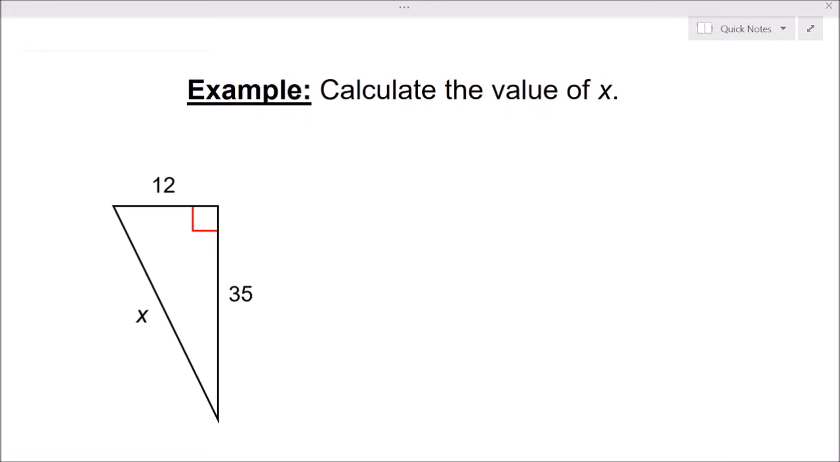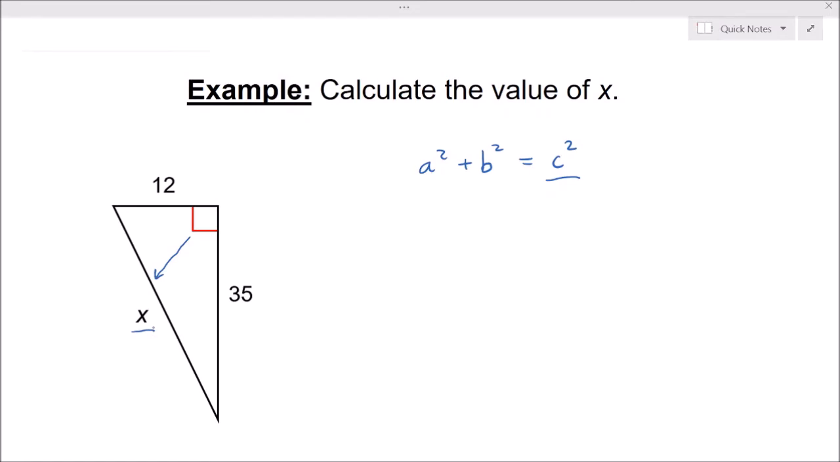So let's do an actual example with specific numbers. So here we've got a right triangle and it says calculate the value of x. And again, since it's a right triangle, we can use the Pythagorean theorem. So let's start with that. A squared plus b squared equals c squared. And again, remember it's super important that you establish which side length we put under c, right? And that's the hypotenuse. So out of 12, 35, and x, which one is the hypotenuse? Which one is opposite the right angle or the 90-degree angle? Well, it's x, right? Because here's the 90-degree angle, and across from it, boom, that's x.